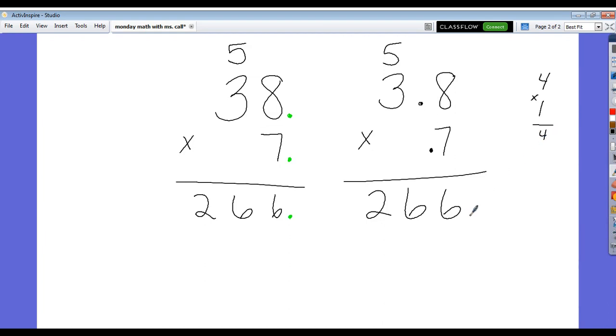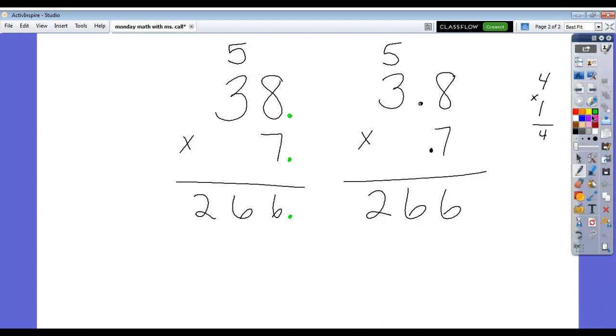So again, decimal here doesn't make sense. 266, not close to 4. Decimal here, 26 and 6 tenths, doesn't make sense. It's not close to 4. But decimal here, 2 and 66 hundredths, is pretty close to 4. And when I say close, I mean in terms of place value, right?